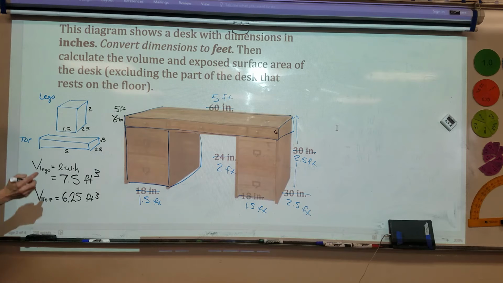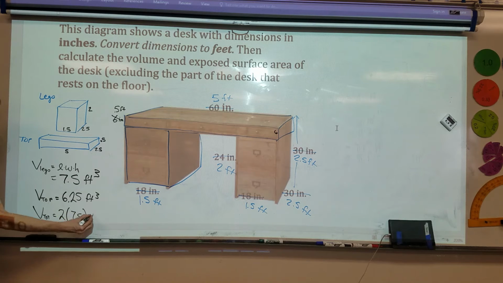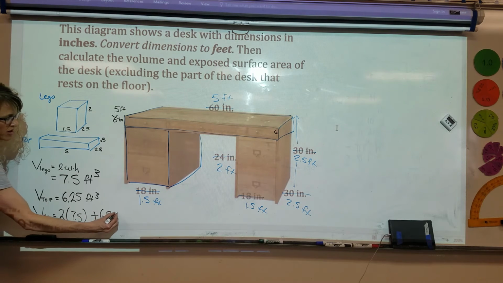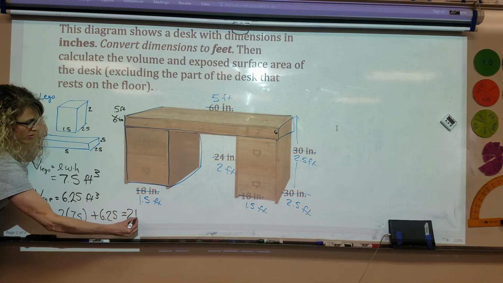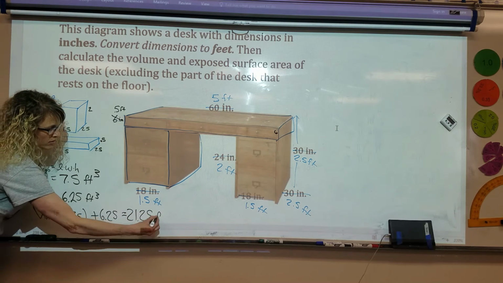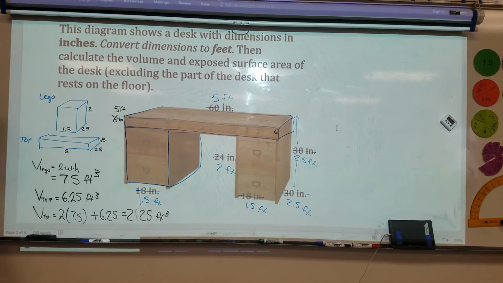Okay. So to get the total volume, we just have to do 2 legs plus our top. So we're going to go volume total equals 2 legs plus the top. Who's got that? 1.25. Perfect. All right. Okay, question. We're going to talk surface area now.